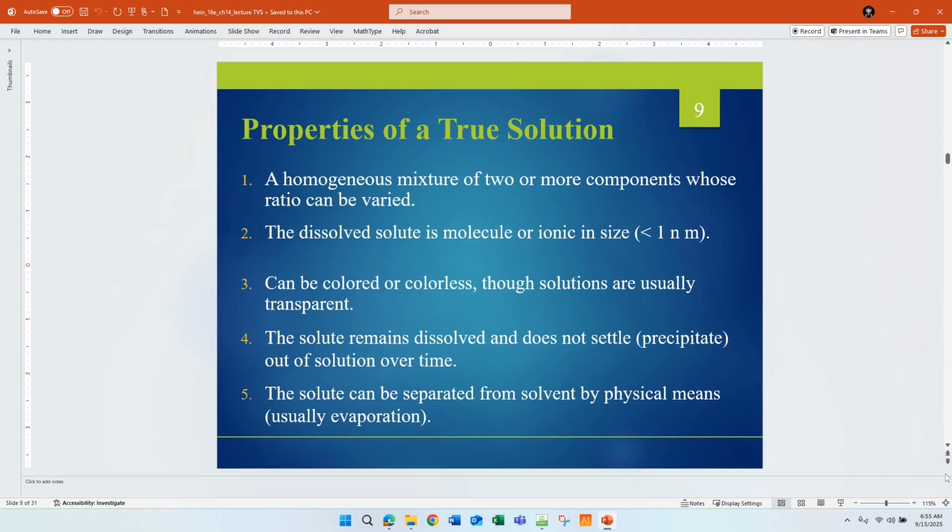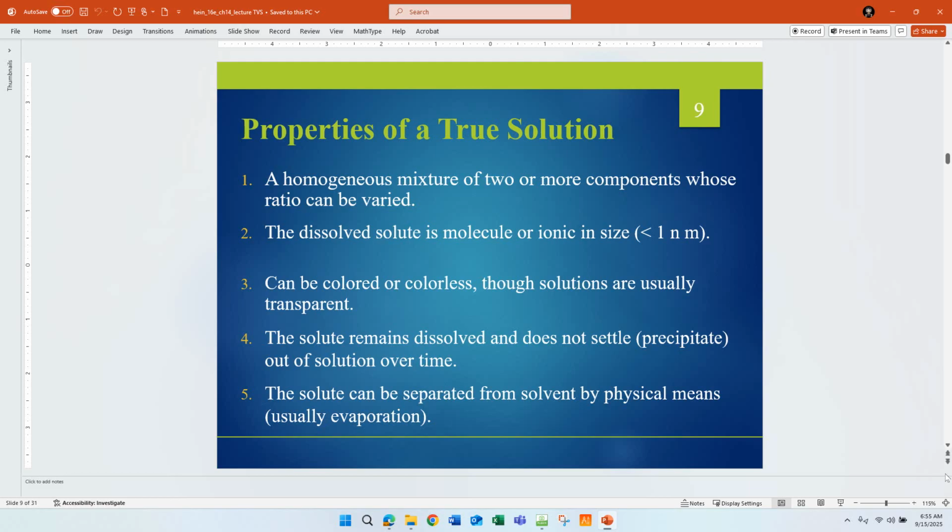These are the properties of a true solution. The biggest thing is that it's homogeneous, and that the solute, whether it be a molecular compound like sugar or an ionic compound like salt, is very, very small. They're transparent, and the solute stays dissolved. It doesn't precipitate out. So if you're putting sugar in water and you're stirring it and it's dissolving, that's a true solution.